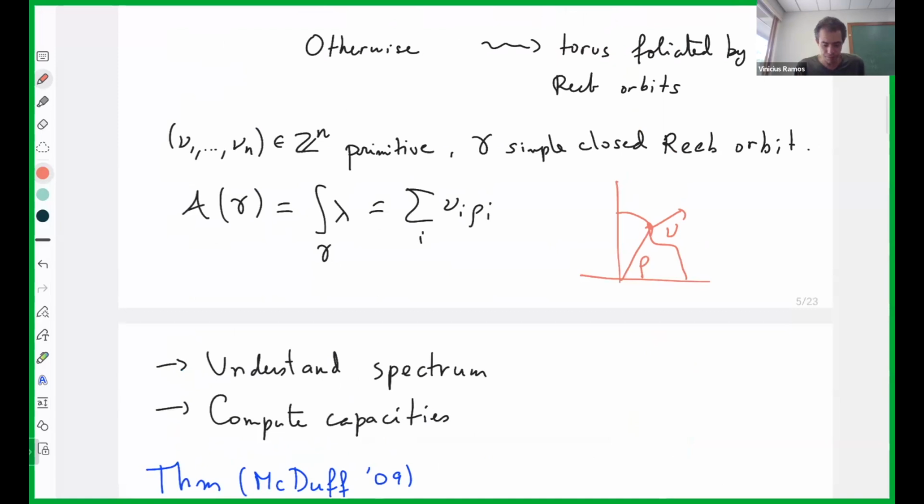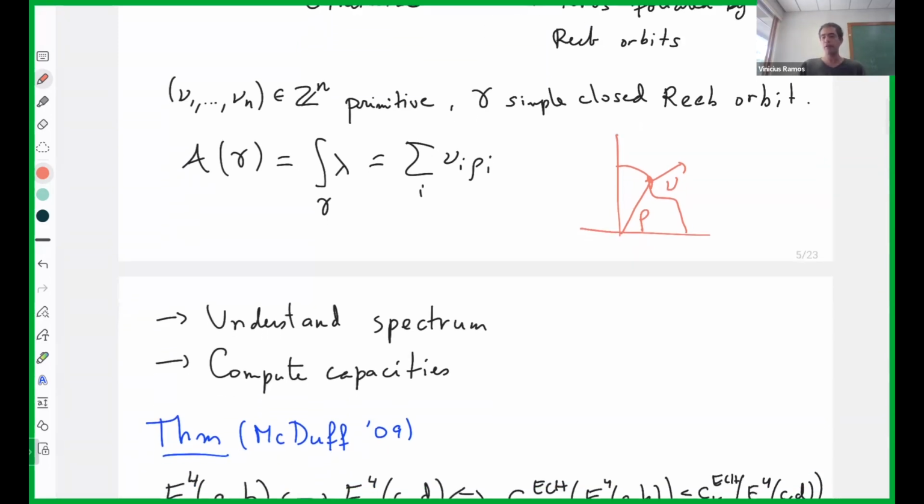So we can, for example, understand the spectrum very well. We can compute capacities. These things are not so easy, and you need a lot more background after this, since capacities are usually complicated to compute. But anyway, you can do all of that. This is just the starting point. And then we have some very strong theorems about symplectic embeddings of these domains.